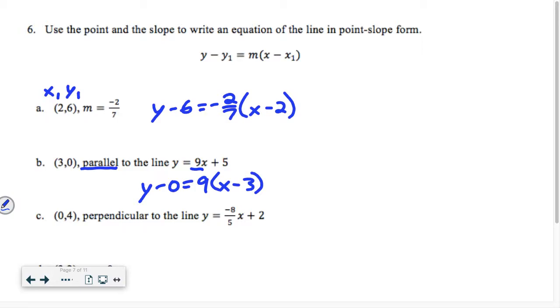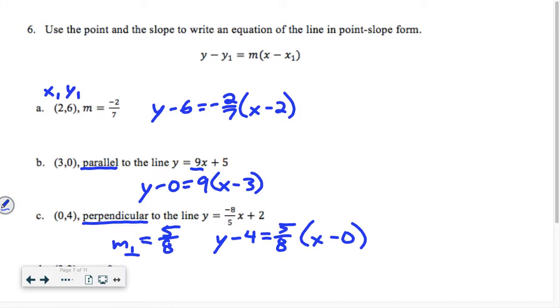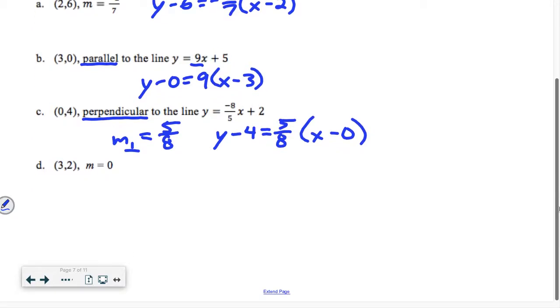For option C, I now want to do perpendicular. So if you remember, to be a perpendicular line, the slope has to be the opposite reciprocal. So my perpendicular slope is equal to a positive 5/8. So it's passing through 0, 4. So it's y minus 4 is equal to positive 5/8, I'm sorry, no, 5/8 times x minus 0. And again, I do not need to write x minus 0, but I'm going to show you so you can see the placeholder.